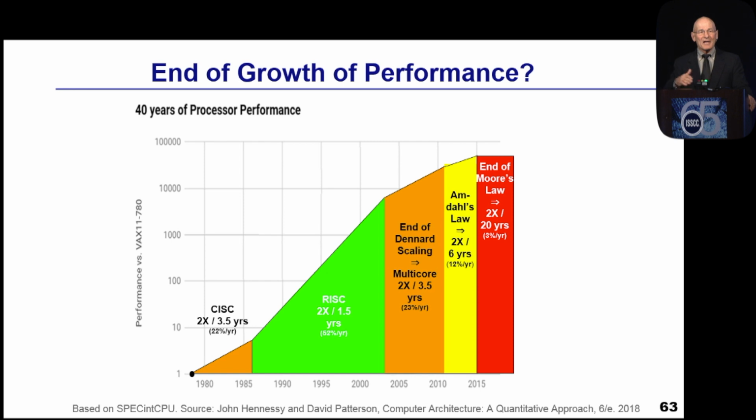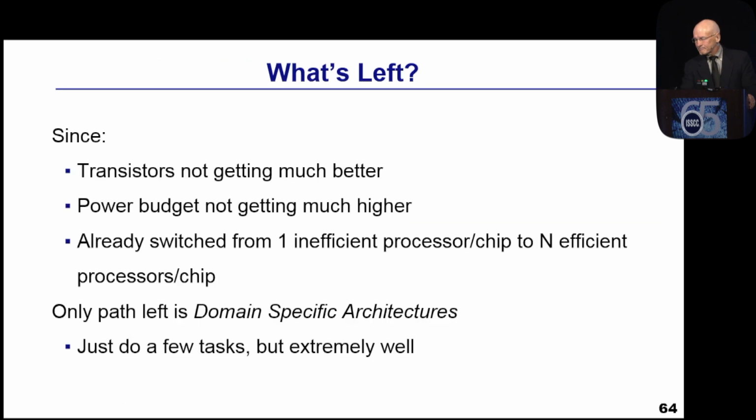With the end of Dennard scaling and power budgets, we had to switch to multi-core, so you could see it slowed down to about doubling every 3.5 years, and then with Amdahl's law limiting the benefits of multi-core, it slowed down to every 6 years. And I was shocked that in the latest edition of the book, Intel servers on standard benchmarks are only like 3% faster per year, doubling every 20 years. So we've come to kind of a grinding halt.